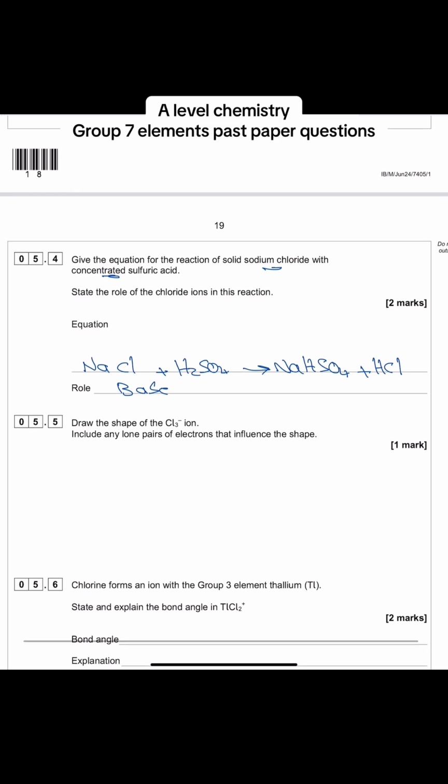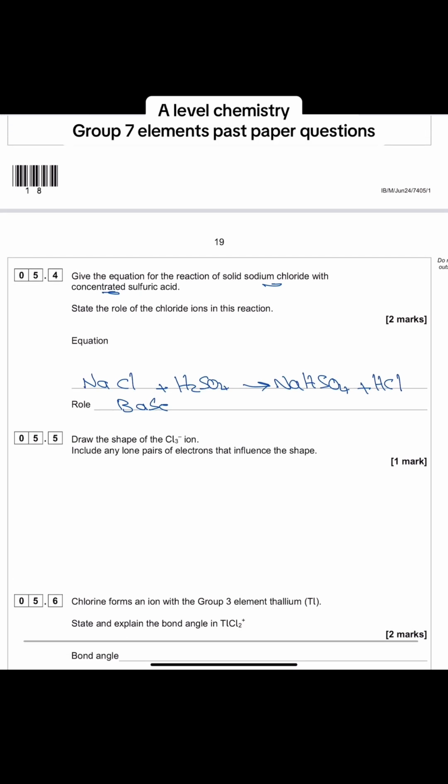So the equation here is going to be sodium chloride plus the sulfuric acid. That will give you sodium hydrogen sulfate and hydrogen chloride. So what is the role of the chloride? The chloride hasn't been oxidized or reduced, so it's not a reducing agent or oxidizing agent. It's simply a base or a proton acceptor. So it acts as a base in this reaction.